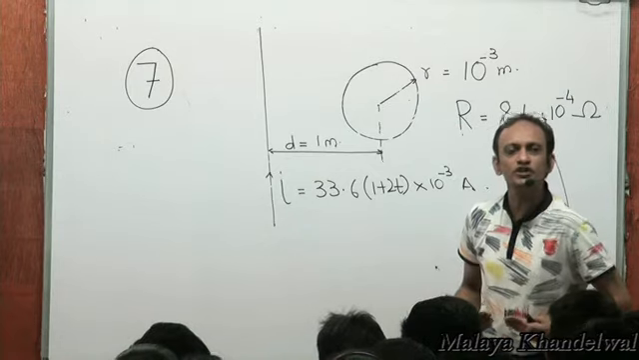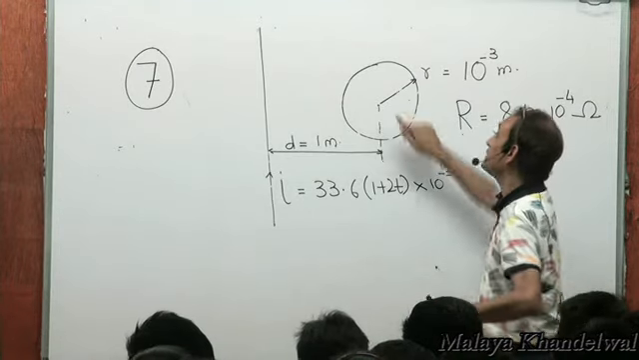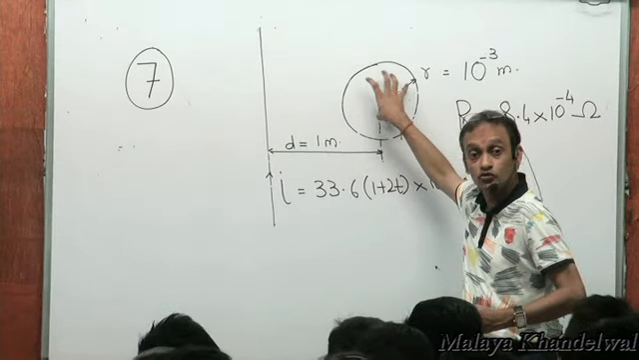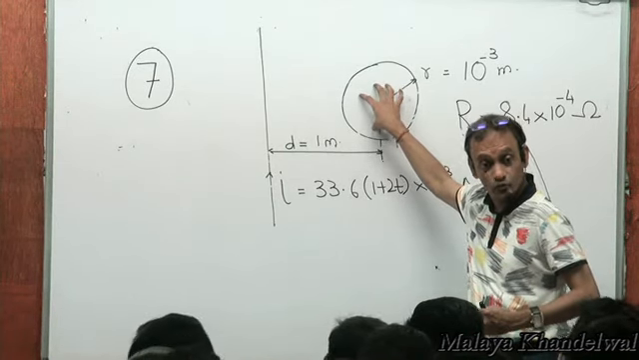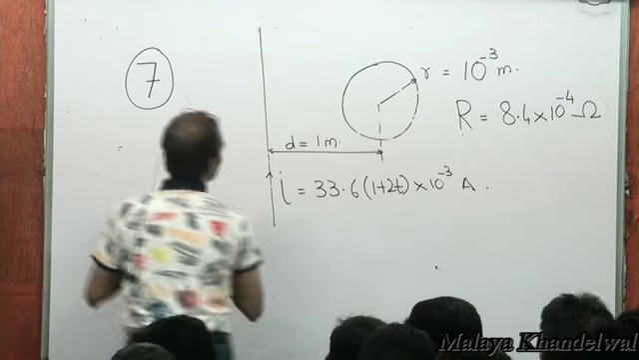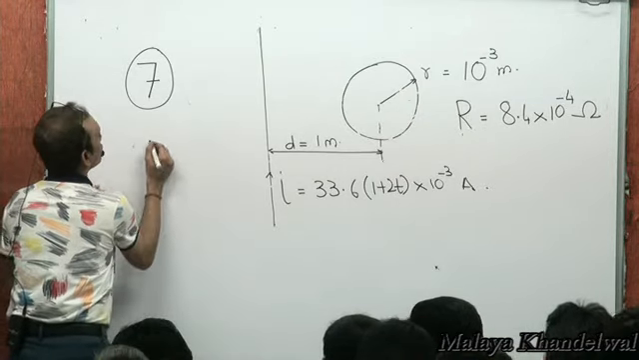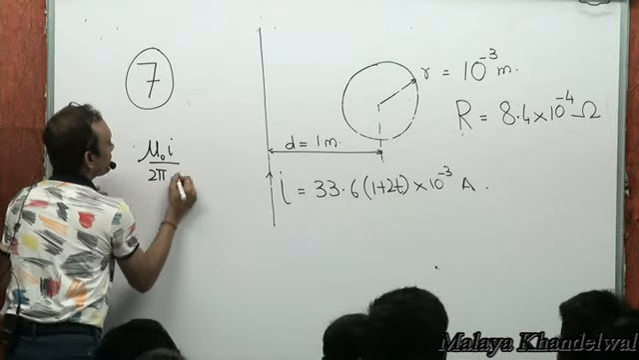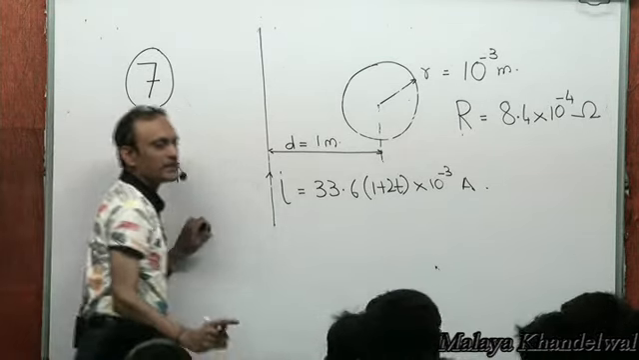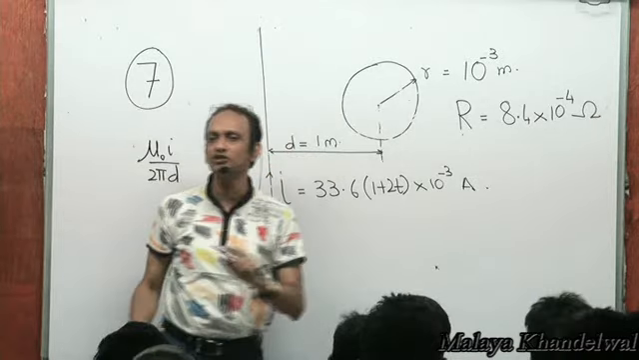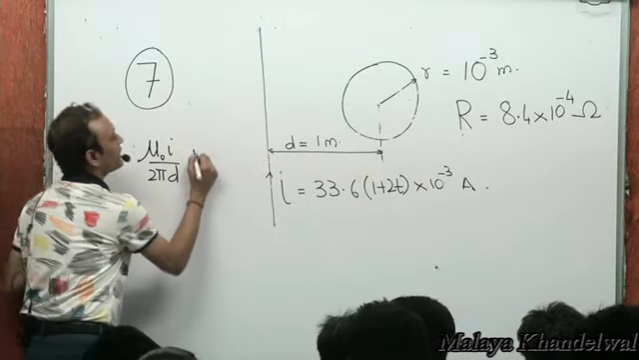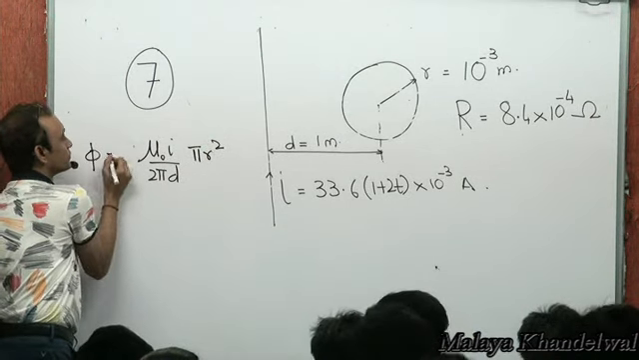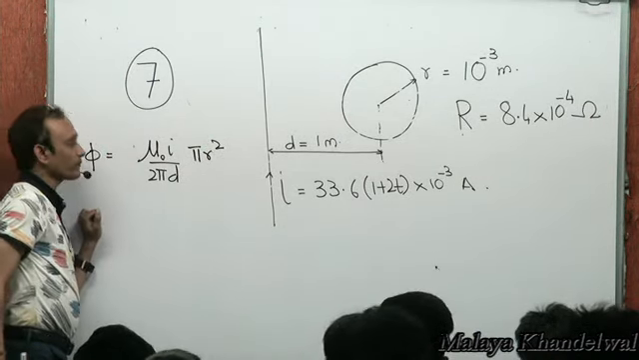So the flux associated with the loop is going to be the magnetic field at the center into the area of the loop. That's going to be the magnetic flux associated with the loop at any given instant of time. Now what's the magnetic field at the center of the loop? Mu naught I divided by 2 pi d is the magnetic field at the center. That's practically the magnetic field everywhere in this loop, into pi r squared. That's the flux associated with the loop. Yes or no?